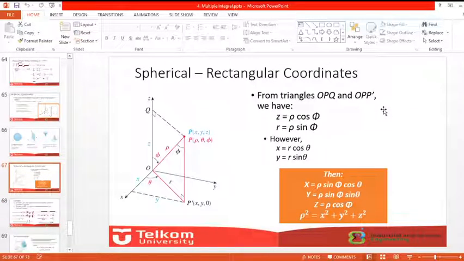So we would like to change from the rectangular coordinate to the spherical coordinate. We can determine this: x equals rho times sin φ times cos θ, y equals rho times sin φ times sin θ, and z equals rho cos φ. Rho square equals x square plus y square plus z square. Using this formula we can transform from the rectangular coordinate to the spherical coordinate.